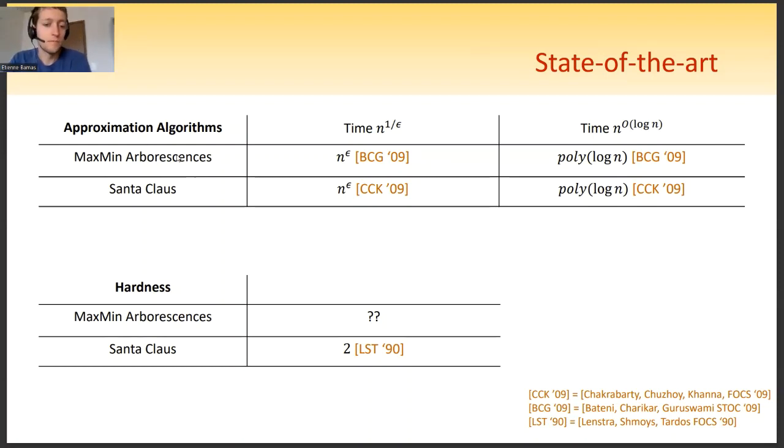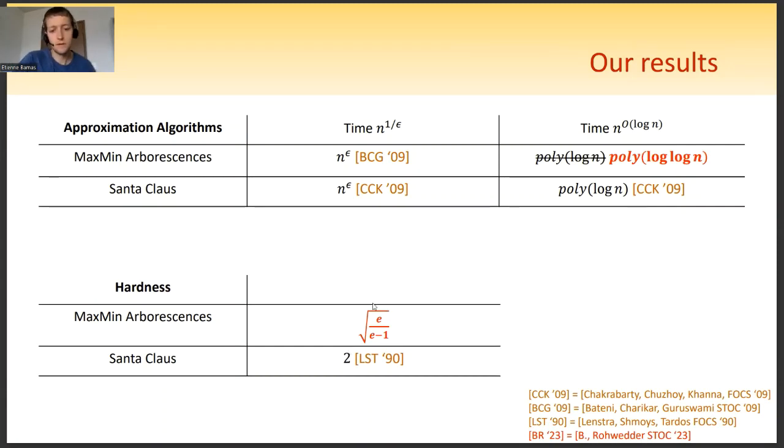And on the negative side, the only hardness is factor 2 approximation. What we show in this paper is that we get an approximation for max-min arborescence going from polylog n down to polylog log n in the quasi-polynomial time regime. I think it's an exciting result because log n was a good barrier for that problem. We'll come back to this later, why it was a good barrier. In the rest of this talk, I will mostly explain how we get this polylog log n approximation in quasi-polynomial time for max-min arborescence.